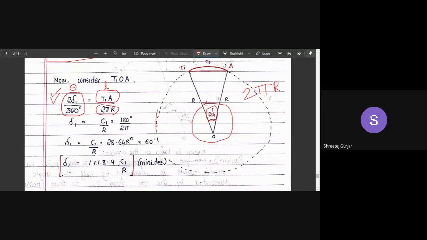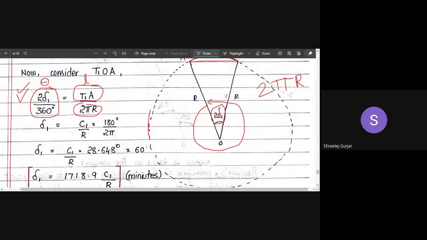Okay, now this can be simplified, right? 2 and 360 can cancel out. So this will become 180, and this 180 will go on the other side. So 180 divided by 2 pi, I have separated out 180 degrees. Okay, 180 degrees divided by 2 pi, and this C1 by R. Okay, T1A is what? Nothing but C1, right? It is the length of your chord. So it's C1 by R. Okay, C1 by R I have separated out.